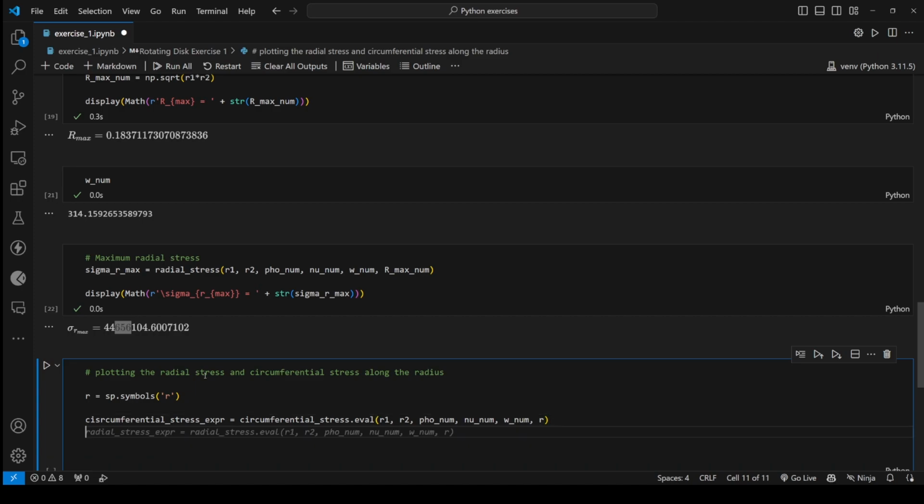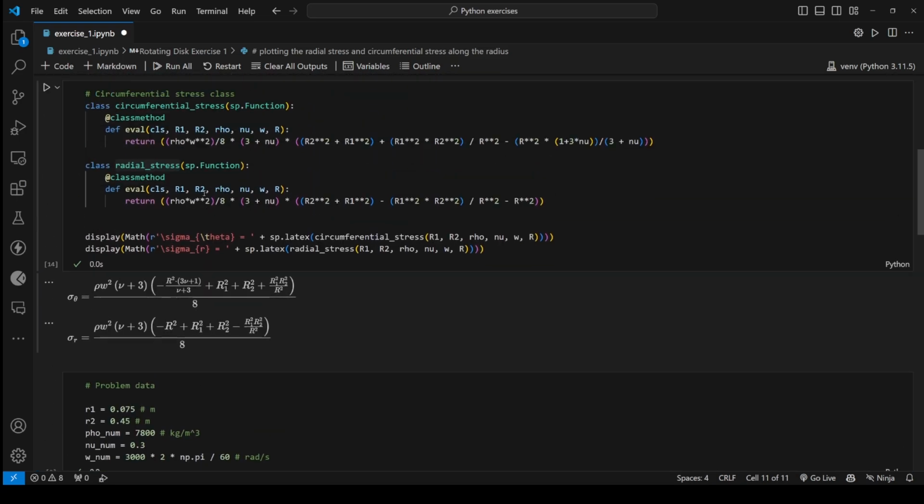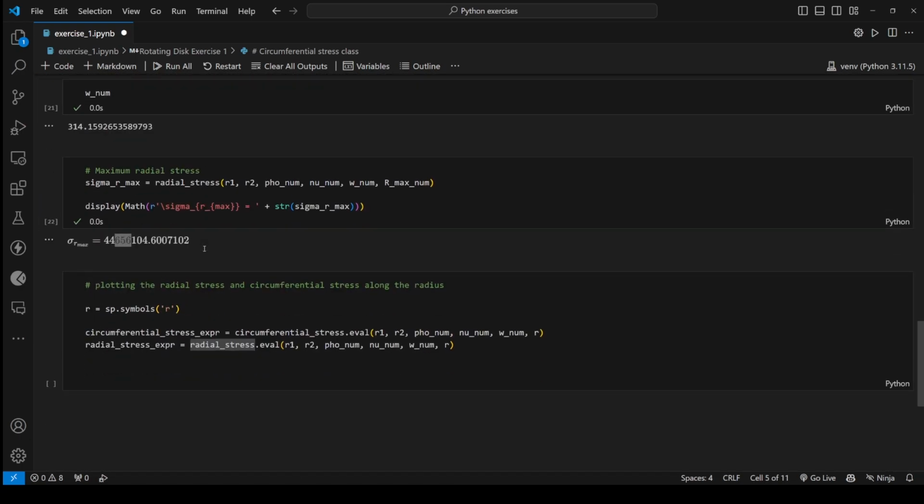Then let's do the same. Just a second. Circumferential, yeah, and then radial. You should understand that I want the radial stress. And let me just check that this is what I want. Radial stress. Yeah, that is correct. So yes, this is what I want. Perfect.